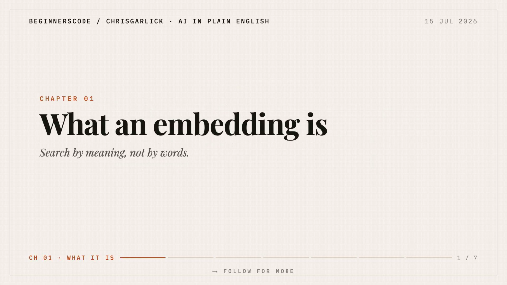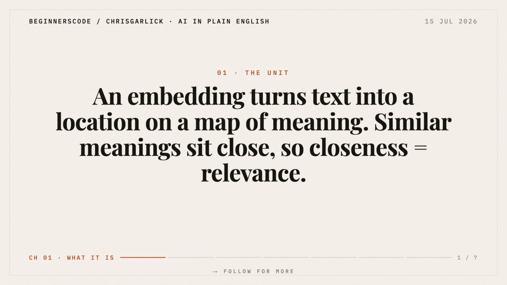Old school search matches words. You type "late delivery," it hunts for those exact words. If your document says "shipping delays," it finds nothing. It's the same meaning, but obviously different words. Embeddings fix that by searching for meaning instead.